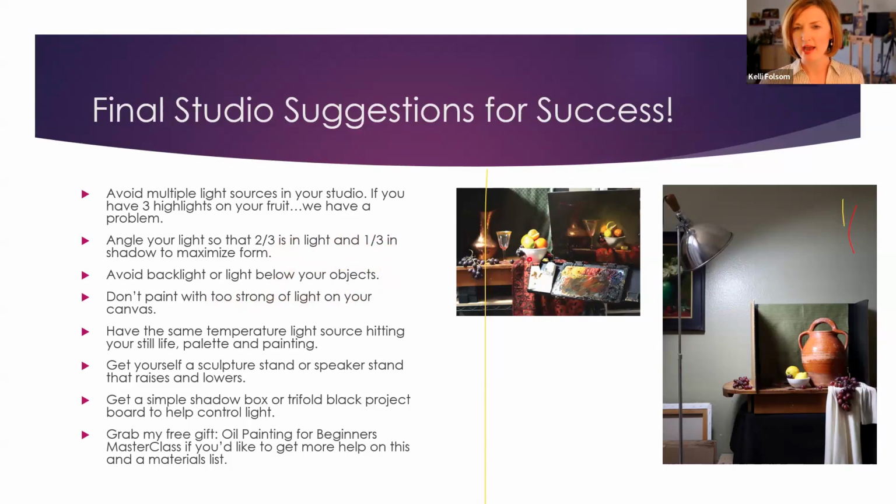If you are not seeing a shadow shape on your fruit, for example, or on a bowl, like how you see here in the still life setup, you know you have a lighting problem. If you cannot see the shadow shapes clearly, you have a lighting problem and you need to fix it. All right. So you don't want to paint with too strong of light on your canvas. I really don't care how strong the light goes on my still life. I actually enjoy that burnout effect of the light. But what I don't want to do is have too much light on my canvas.